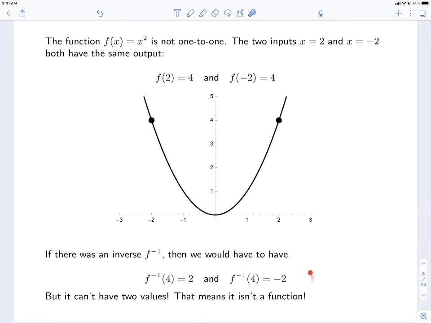Well, here's an attempt at a rule, but this rule takes one input and it can't decide what output to give you. Should it give you 2 or should it give you negative 2? Well, that's not a very good rule because it doesn't work every time. It doesn't always give you the same output, or it can't decide what output to give you. So that means it's not a function.